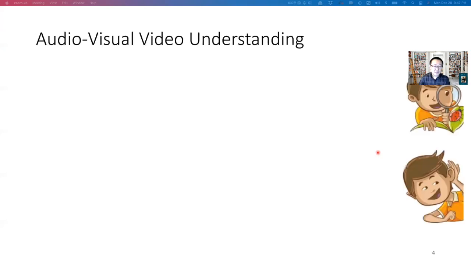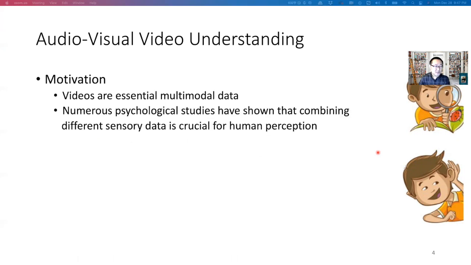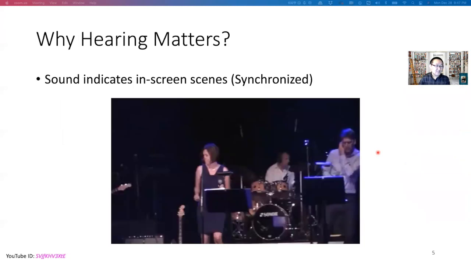However, we know that videos are essential multimodal data, in which both audio and visual content can convey important information that can help us to parse and understand the events or scenes inside the videos. In addition, numerous psychology studies have shown that combining different sensory data is crucial for human perception. So why hearing matters? First, sound indicates in-screen scenes.